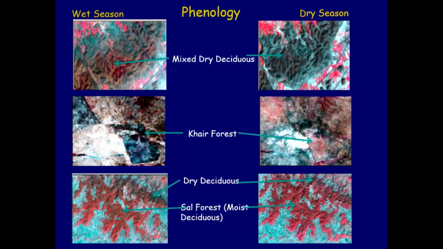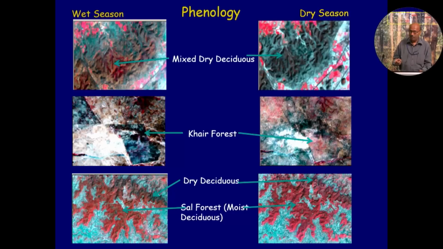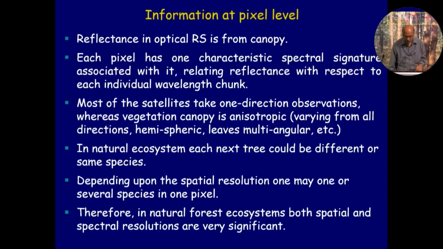So for differentiation, that's why we say whenever you go for any survey, please choose an appropriate season of satellite data, so that you are able to discriminate all the forest types or vegetation which you are handling. Let us say what we get at the pixel level.